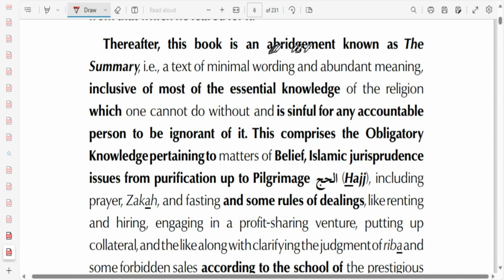Thereafter, this book is an abridgment. That means a summary. Known as the summary, i.e., a text of minimal wording. A summary, a text of minimal wording and abundant meaning. Yani, if you want, you could say minimal wording, but abundant meaning. Despite its minimal wording, it has abundant meaning, inclusive of most of the essential knowledge of the religion, which one cannot do without.